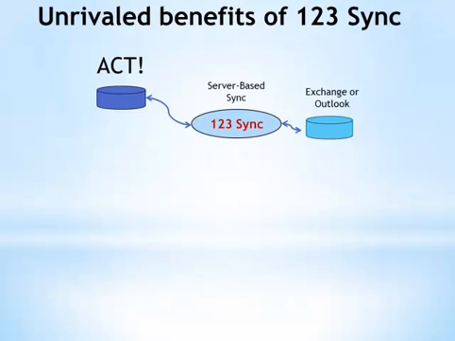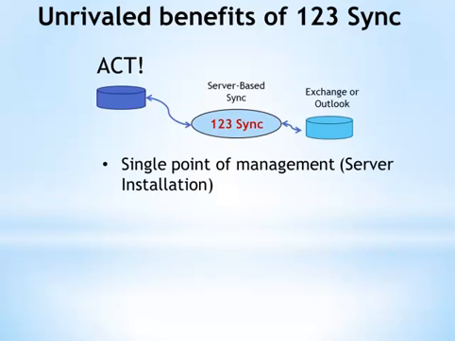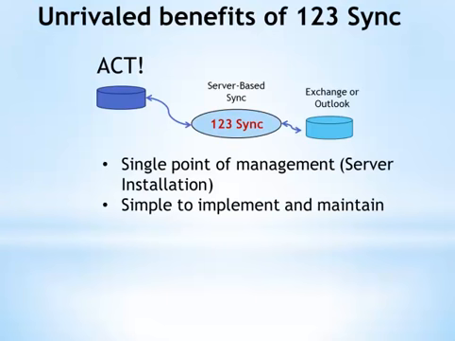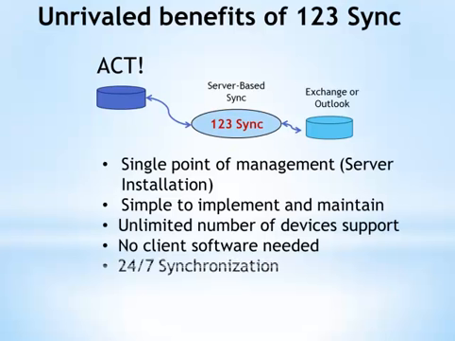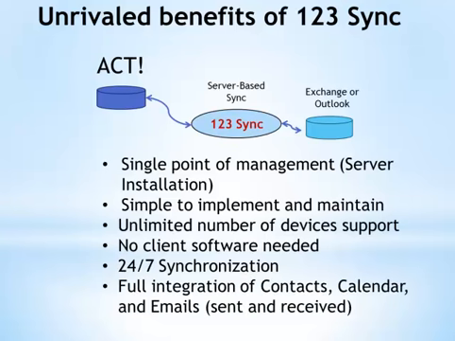123 Sync offers unrivaled benefits in the synchronization solution. First is the single point of management. No client software, just one place to fix any issues if you have any issues. It's simple to maintain and implement. And there's no limitation on the number of devices supported because everything is syncing with Outlook or Exchange. Any device you bring will actually sync with 123 Sync and then into ACT. No client software needed, 24/7. Your desktop doesn't have to be turned on. All you have to do is put it on the server, just leave it on, and 24/7 you have synchronization. And it offers a full integration of all the contacts, calendars, and email.